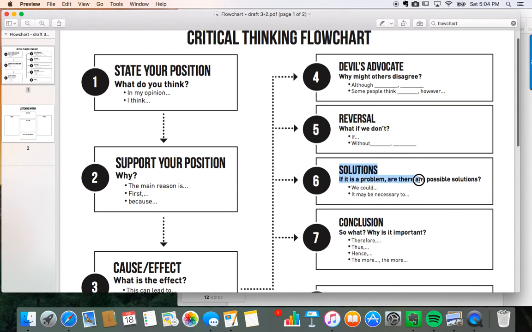I might take this one out. This is more about speaking. I don't think it's really necessary in your writing, but it is a good thing for critical thinking. What are the possible solutions?